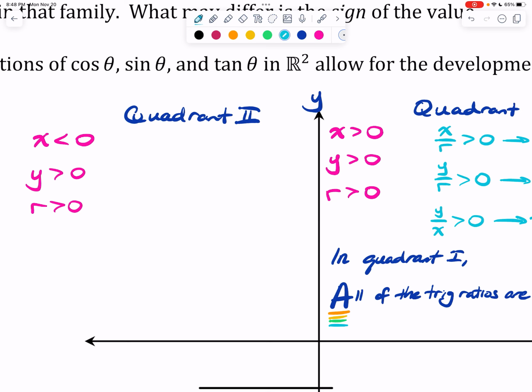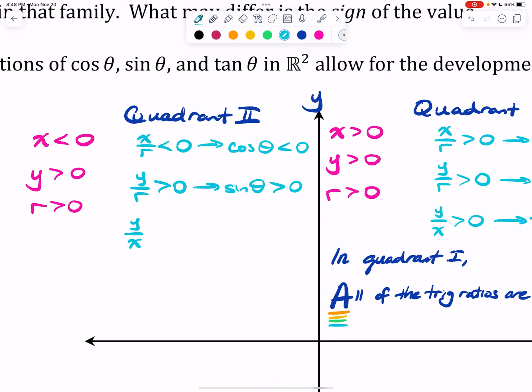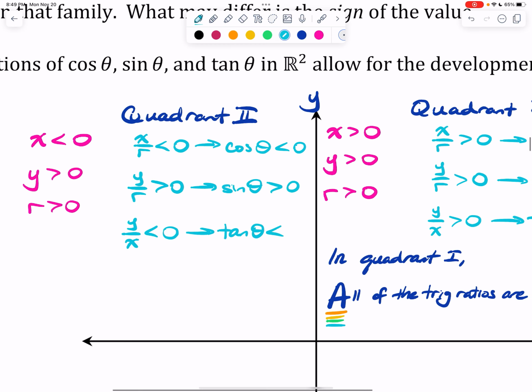This tells us stuff. If we look at x over r, that is a negative number divided by a positive number. So that's negative, and that means that cosine of theta is negative. If we look at y over r, those are both positive, so their quotient is positive, and that means that sine of theta is positive. We look at y over x, and that's a positive divided by a negative. That's overall giving us a negative. So in quadrant 2, tan theta is negative.